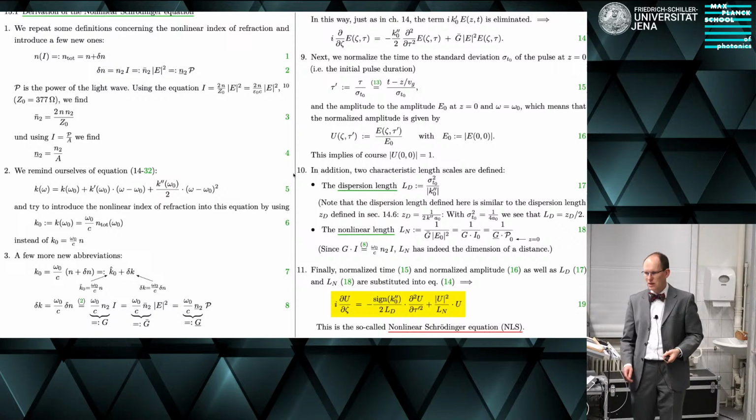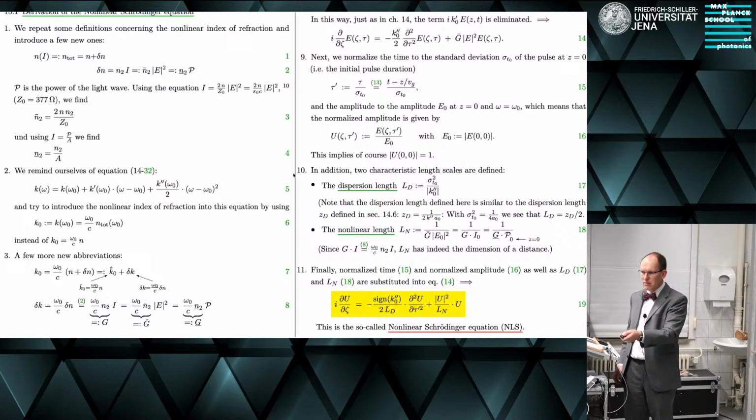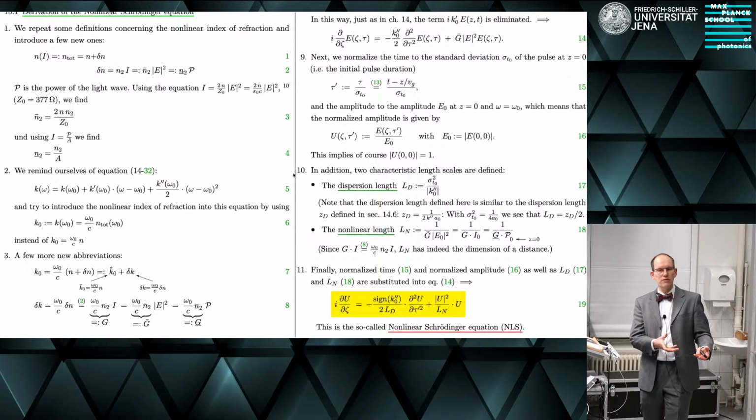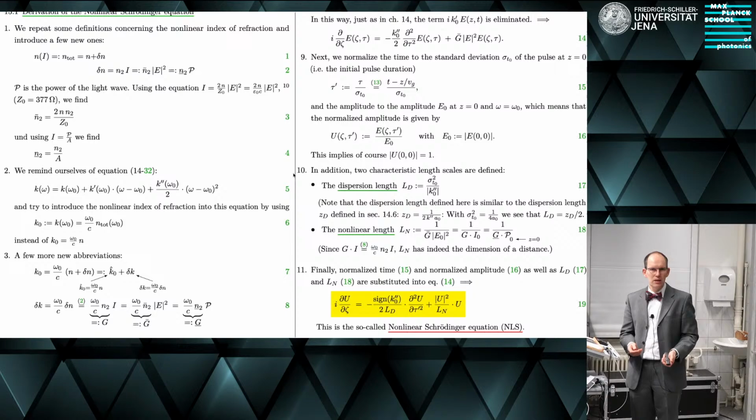Just to give you an idea, if you have a femtosecond pulse, then this here would be, say, 20 femtoseconds squared. And k double prime, what is this? Well, if you have the Sellmeier coefficients of a piece of glass, then you can easily calculate this. Just to give you a number, for fused silica, quartz glass, the second order dispersion k double prime is 36 femtoseconds squared per millimeter.